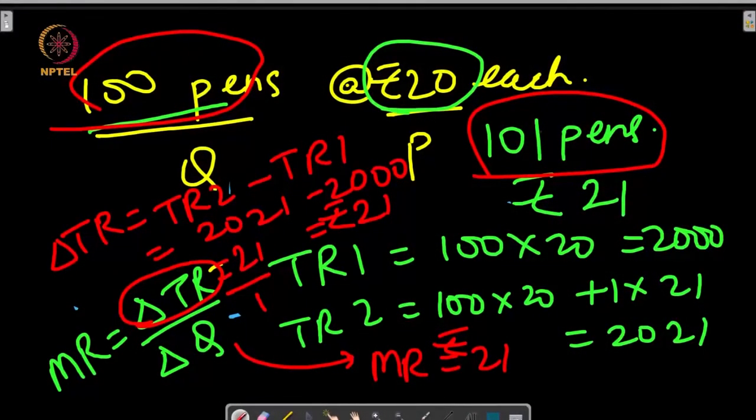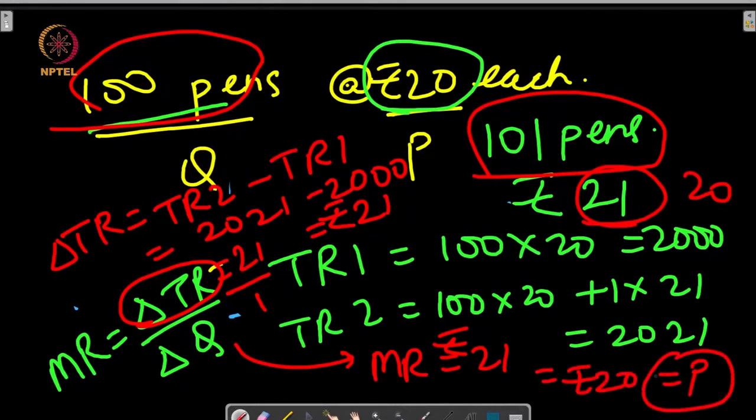Now, this is a theoretical construct, but when we are talking about a perfectly competitive market, in that market everybody is a price taker. The seller is a price taker, the buyer is also a price taker, which would mean that the 101st pin will also be sold for 20 rupees. And in that case, the marginal revenue will also be 20 rupees, which is equal to the price.